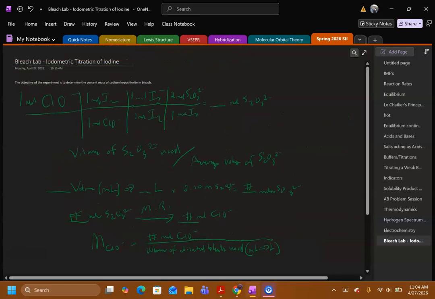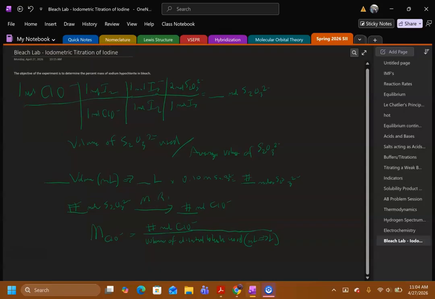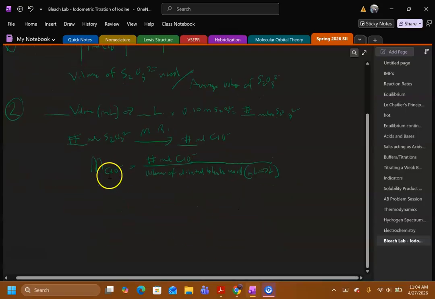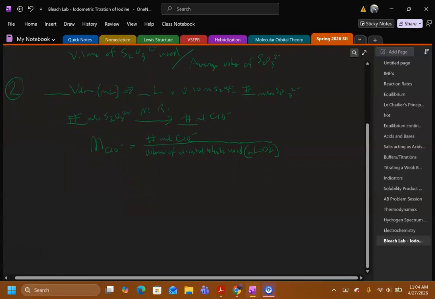All right. So we've got 2 steps here. The first step is the calculation of the moles. The second step is determining the molarity of the hypochlorite in solution.